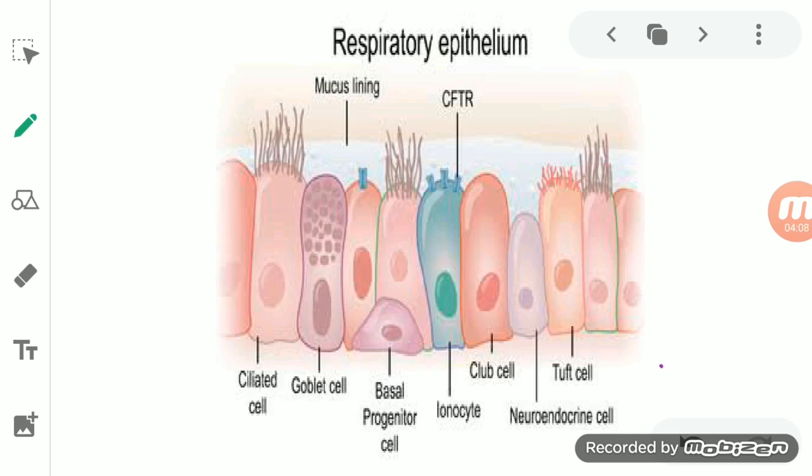So the first function is that it is present in the fallopian tube and helps in transportation. As well as in the fallopian tube, this ciliated columnar epithelium is also present in the nephron tubules, and the function is the same, that it helps in transportation.